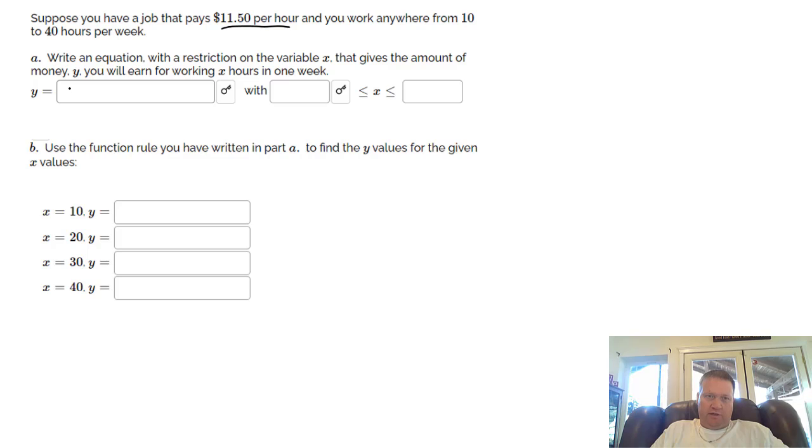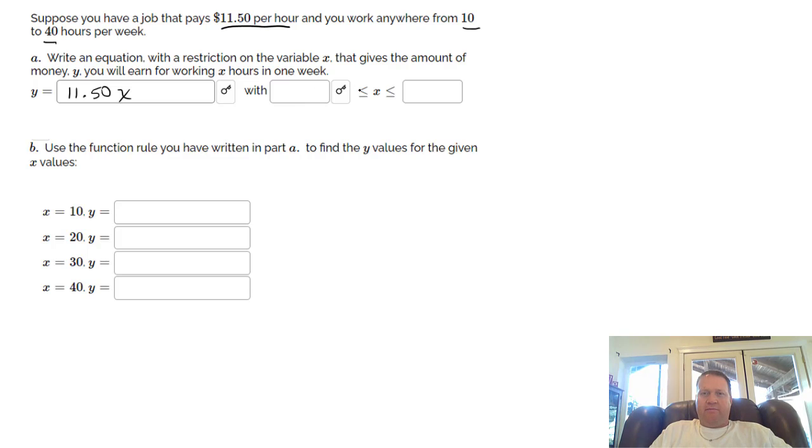Well, the equation is pretty simple. It's just 11.50 times x. And the value of x needs to be a reasonable domain. And they tell you that you can work anywhere from 10 hours per week at the bare minimum up to a maximum of 40 hours per week. And you'll notice that we've got a little inequality sandwich going on right here.